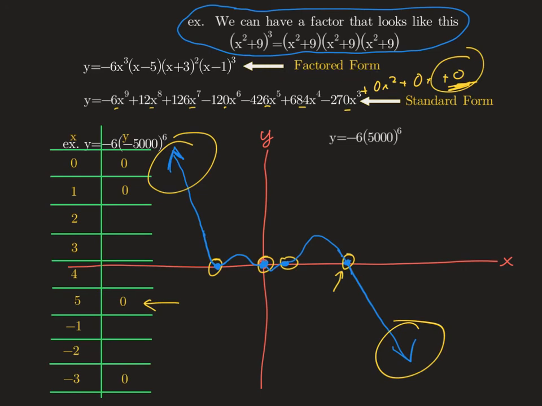So factored form is the form you're always going to want to have if you want to graph a polynomial. So if I give it to you in factored form, graphing is going to be really easy. If I give it to you in standard form, you're really going to want to factor it. And that's what we're going to learn in Friday's class. Once you factor it, then it's going to be really easy to graph.